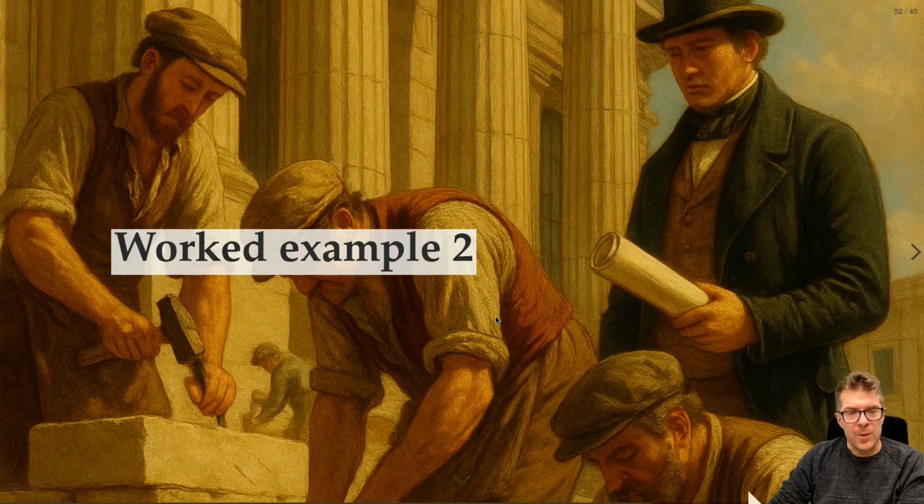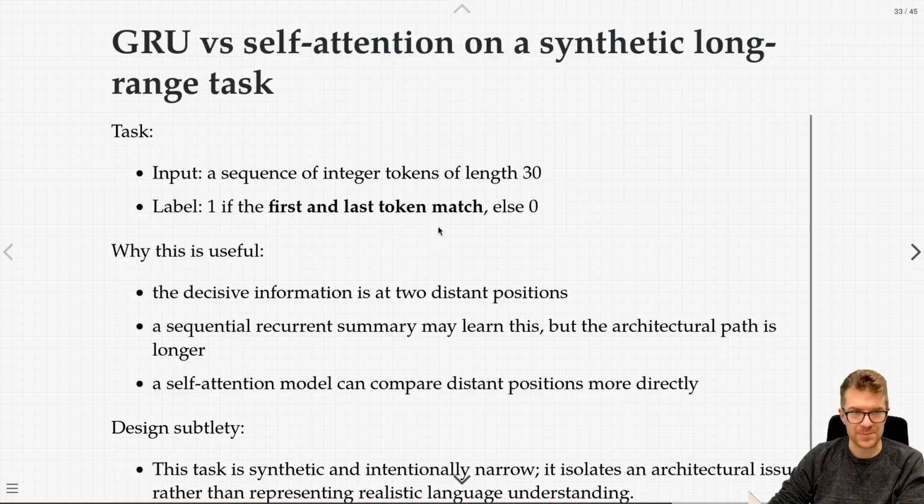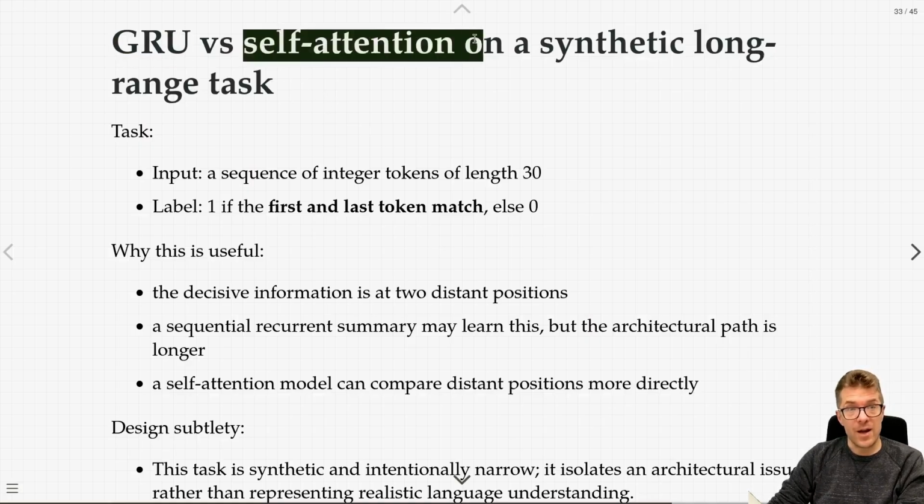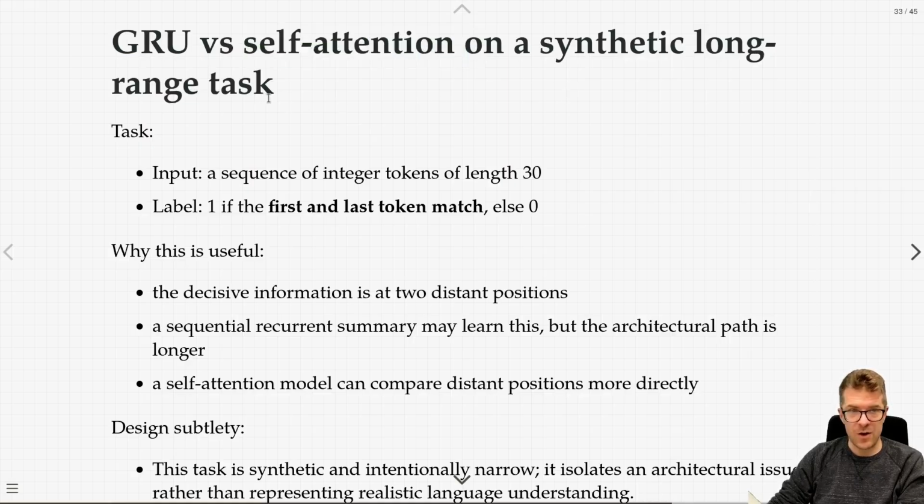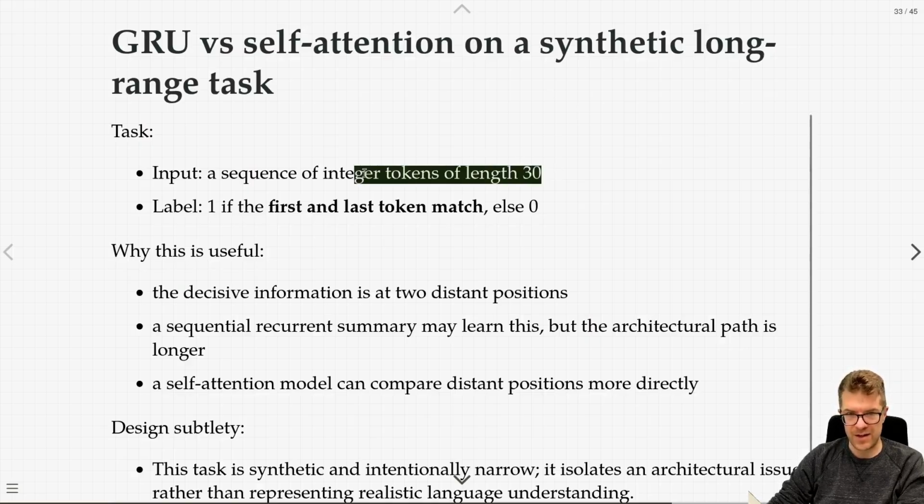Let's see a worked example where we actually do some metric-related predictions. We're going to go back to GRUs, which you saw in a recent module, and compare them with self-attention on a synthetic long-range task using toy data, but something that looks very similar to the kind of task we saw earlier.